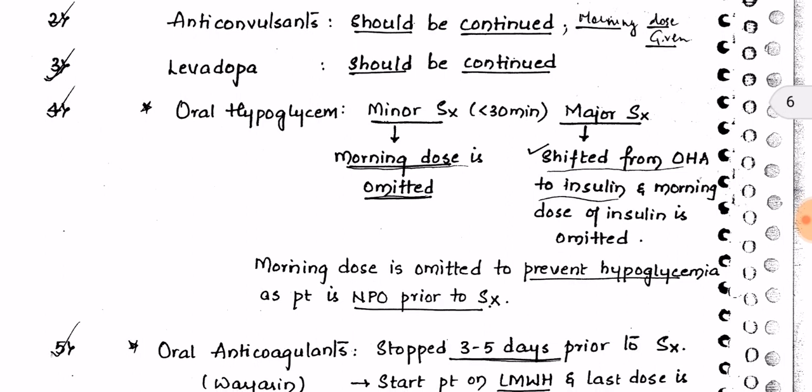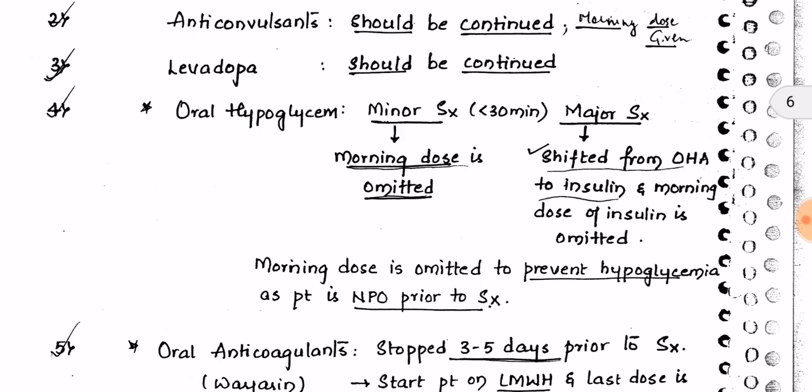Now, coming on to oral hypoglycemics. As we know, mostly the patient is NPO at the time of surgery, so the patient is already hypoglycemic, right? If you give oral hypoglycemics to the patient, he can land into hypoglycemic shock. So in case of minor surgeries, that means the surgery is lasting for less than 30 minutes, we have to omit the morning dose, otherwise the patient can land into hypoglycemic shock.